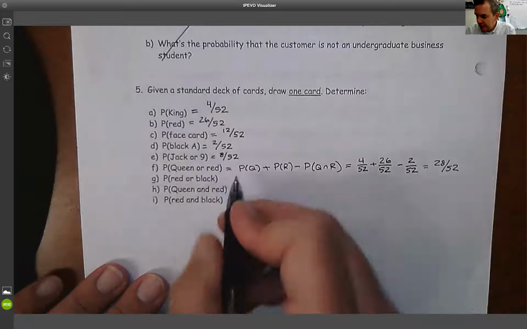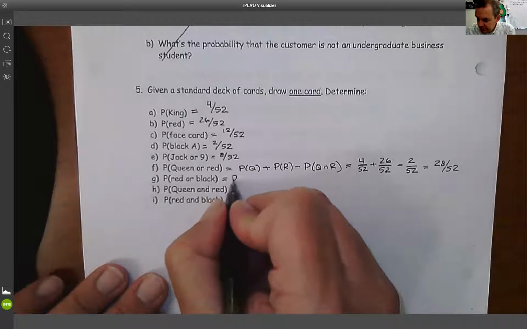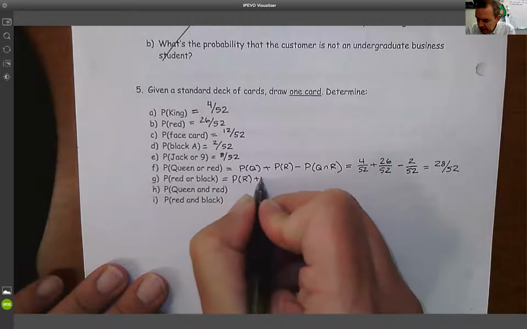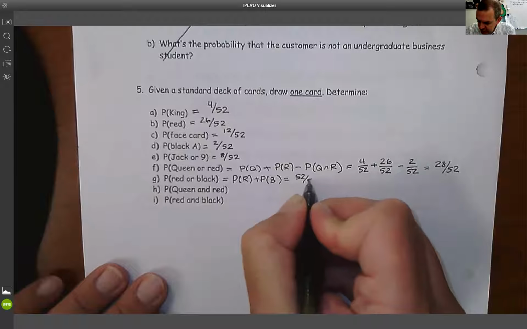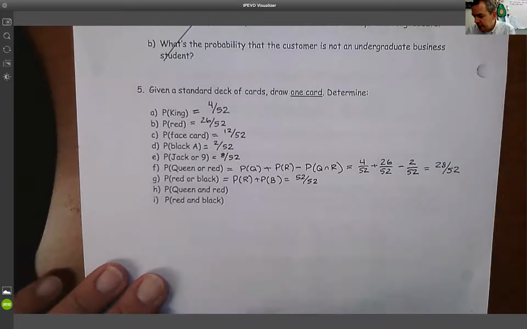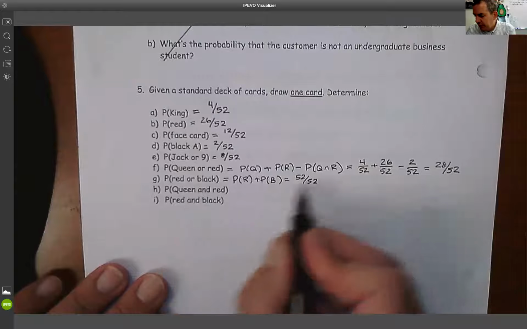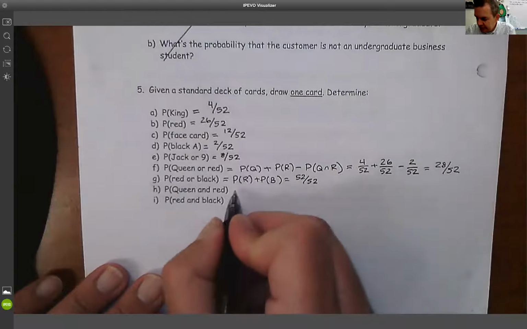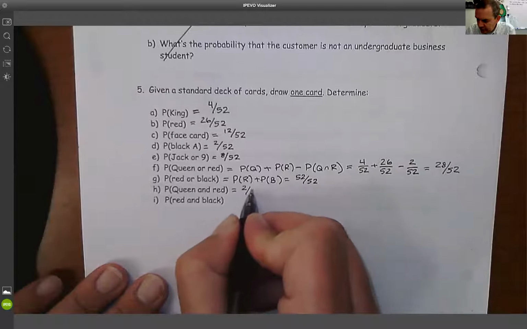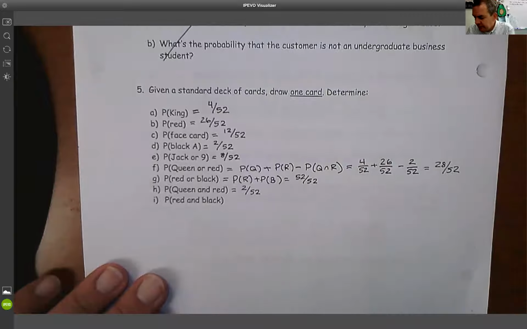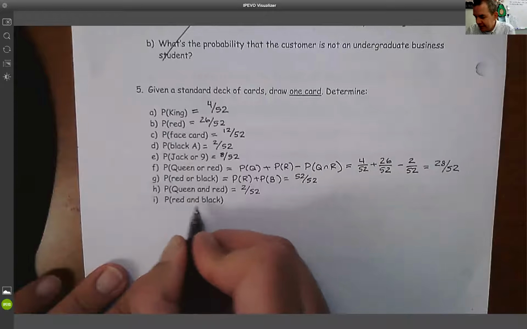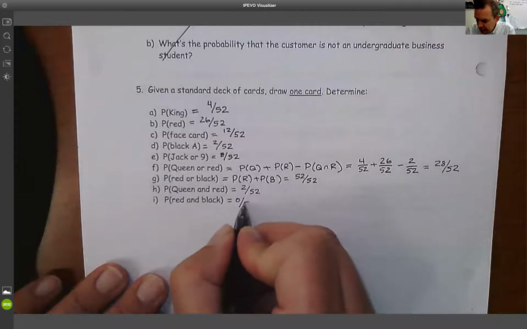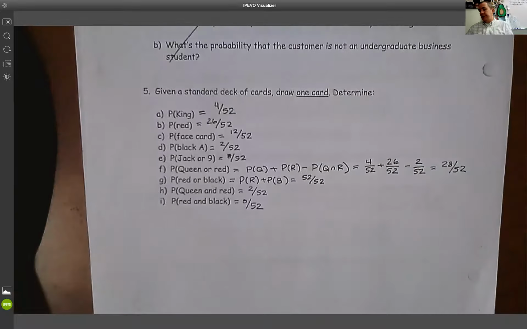Probability of being red or black, mutually exclusive world. Can't be both. So it's the probability of red plus the probability of black. It's the whole deck. It's 52 out of 52. Probability of being queen and red. Well, we just did that up here. They're the queen of diamonds and the queen of hearts. So 2 out of 52. The probability of being red and black. Notice that's different and it's impossible. 0 out of 52. So it's a little bit of a more straightforward kind of review on this one.